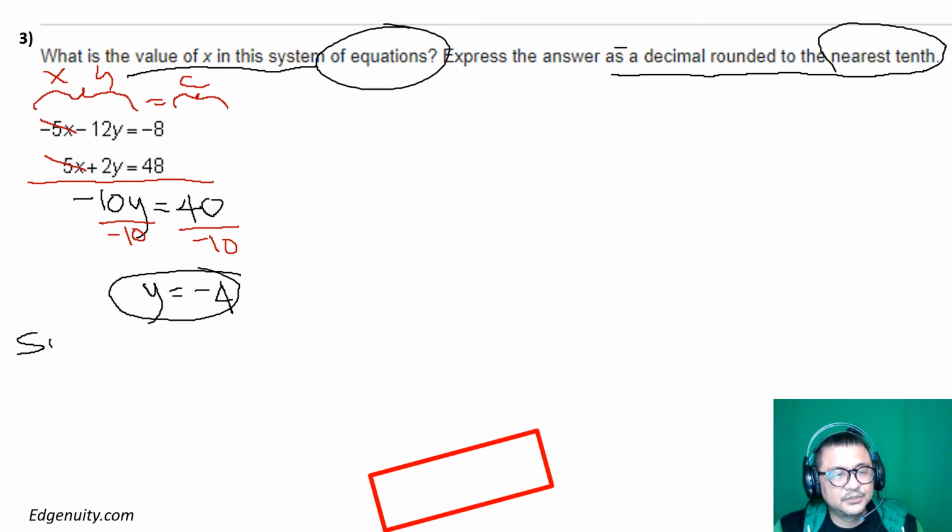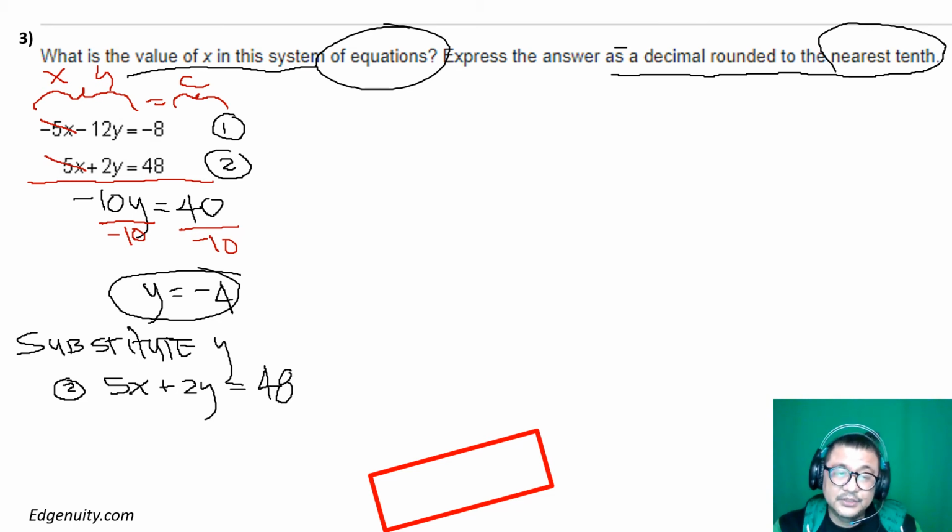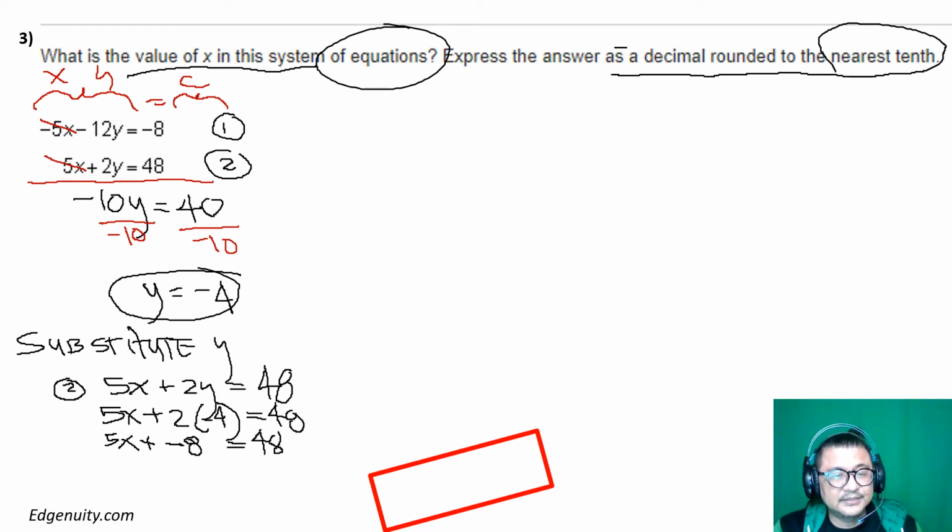All right, so now we know the y. Step 2, I substitute y. Now I have equation 1 and equation 2. Choose any of those equations. Let's say I want to use equation 2. Let's copy that first: 5x plus 2y equals 48. Now substitute your y. You already know the y. 5x plus 2 times negative 4 equals 48. 5x plus negative 8 equals 48. Opposite of negative 8 is plus 8 on the left, plus 8 on the right. That cancels out. 5x is equal to 56.